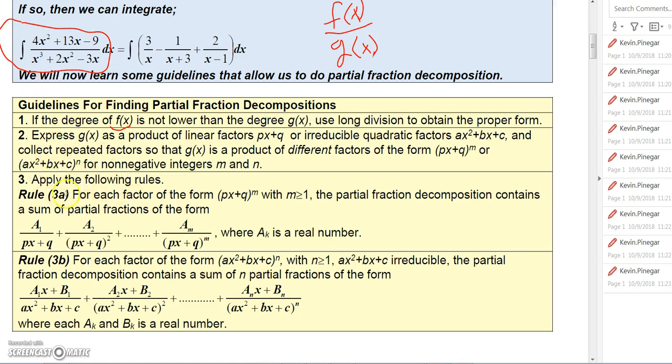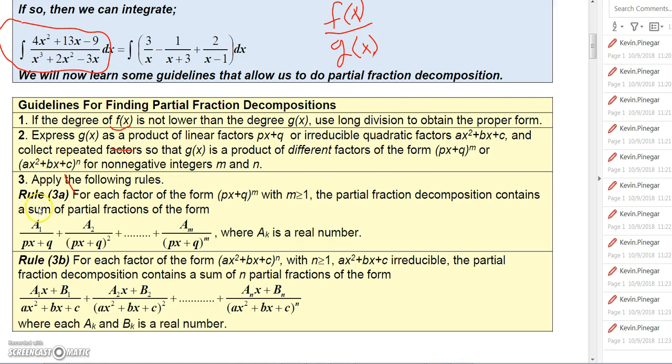So in there it says express g of x, that's the denominator, right? So express the denominator as a product of linear factors px plus q, or irreducible quadratic factors in the form of ax squared plus bx plus c, and collect repeated factors, so that g of x, the denominator, is a product of different factors of the form px plus q to the m, or the quadratic ax squared plus bx plus c to the n for non-negative integers m and n. And then apply the following rules.